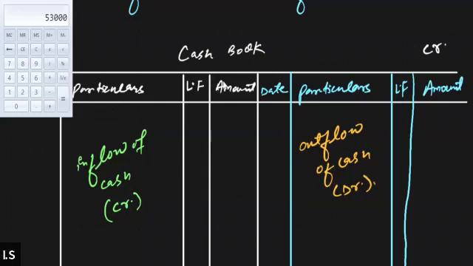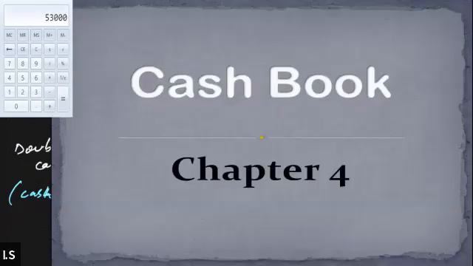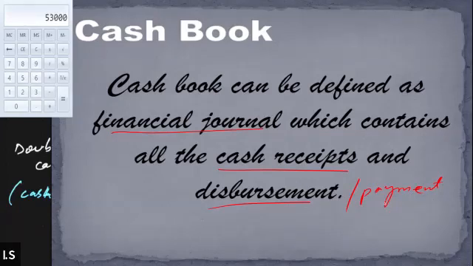All of you? Anybody is having problem understanding anything? Okay, let me give you a quick recap of whatever I have told you. See, cash book can be defined as the financial journal which contains the cash receipt and disbursement. Disbursement basically means payments. So all the transactions that involve the receipt and payment of cash are recorded in the cash book. This is it.